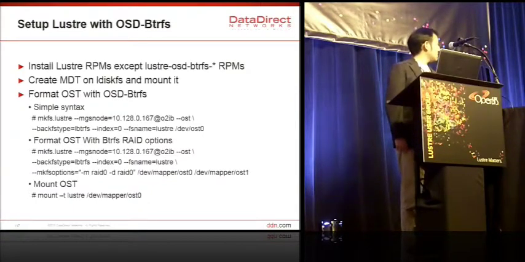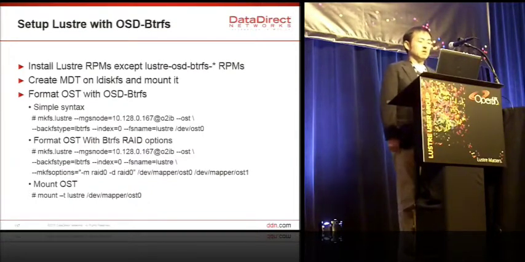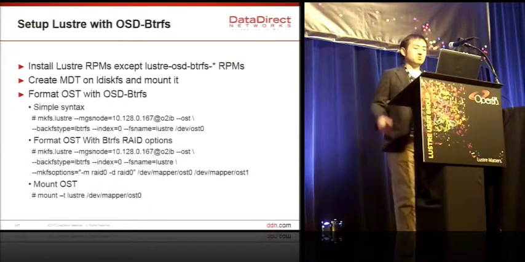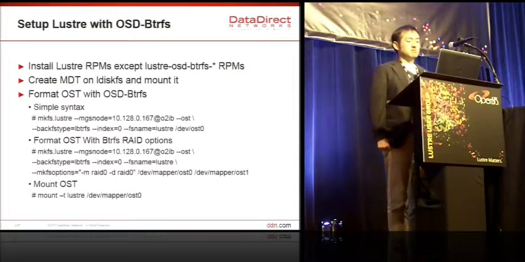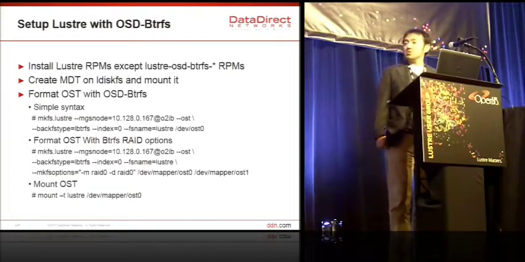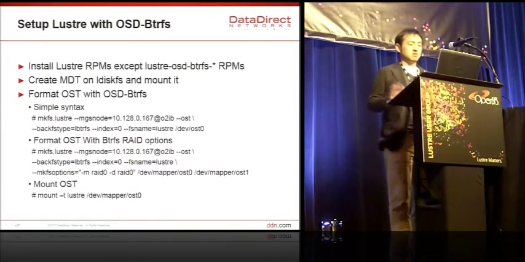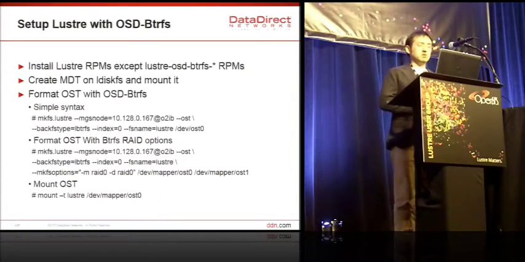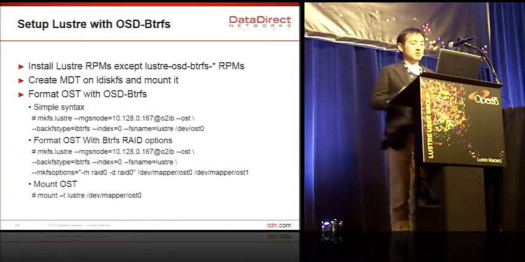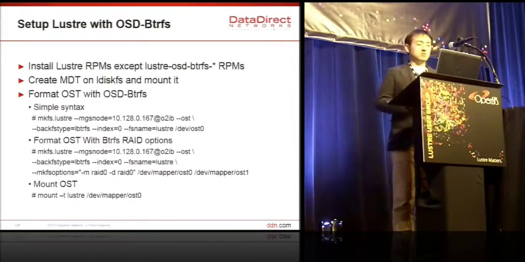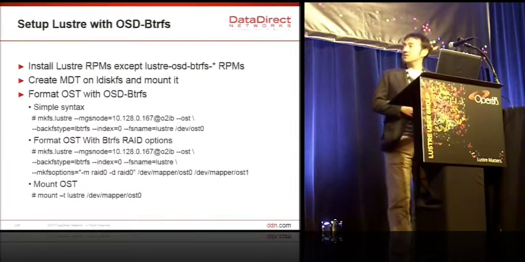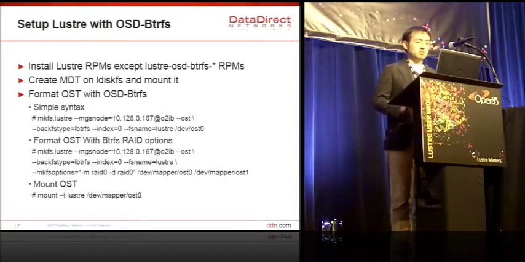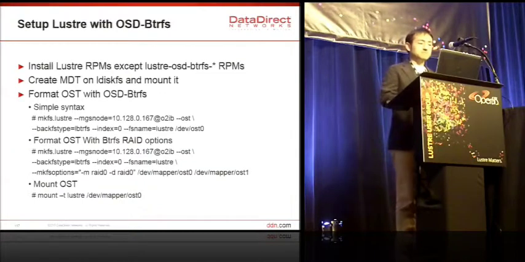We added an additional option to mkfs.lustre to use the Btrfs software-level RAID capability. As you know, Btrfs has software-level RAID capability, so we can make a big OSD using the Btrfs software layer. We added a new mkfs option where you set the Btrfs RAID level, then point to the number of devices used to make the big OSD. Finally, you just mount the OSD.